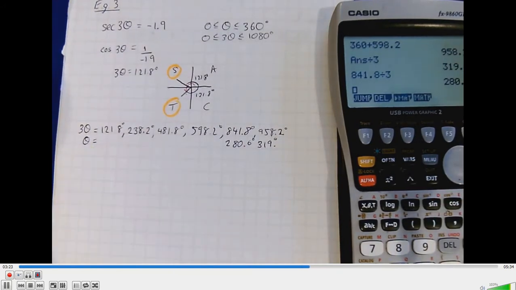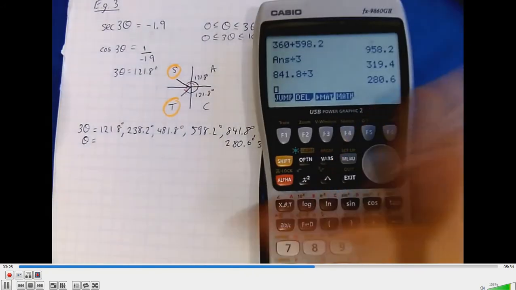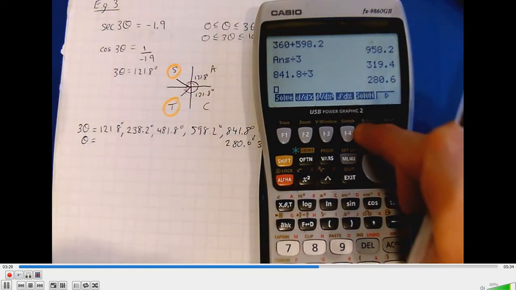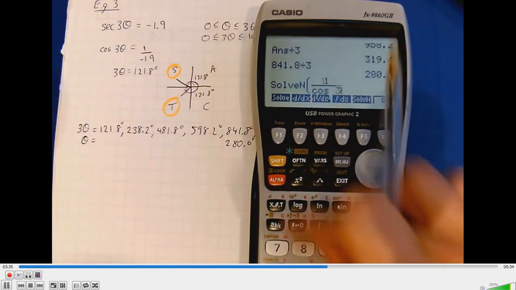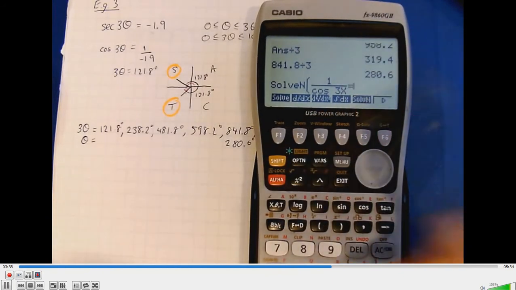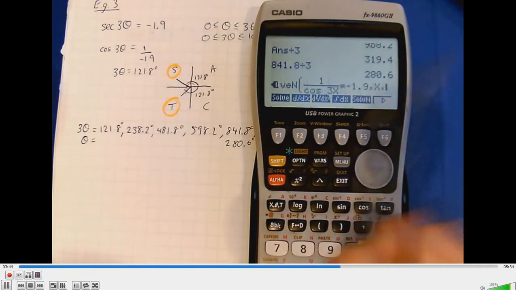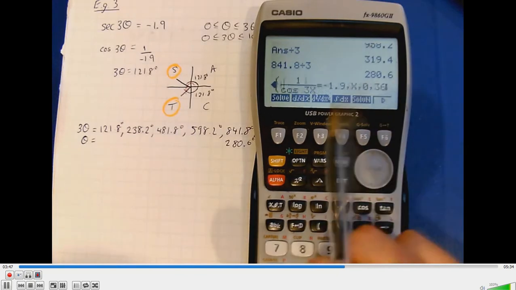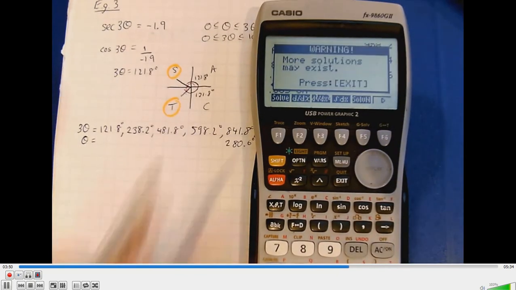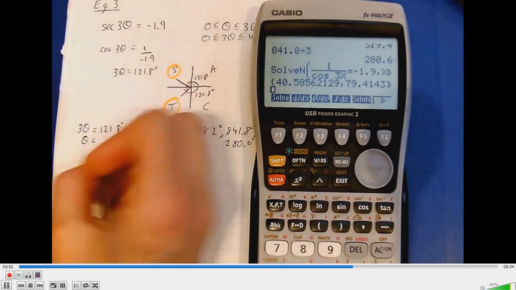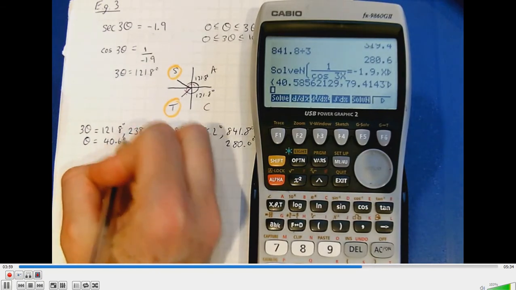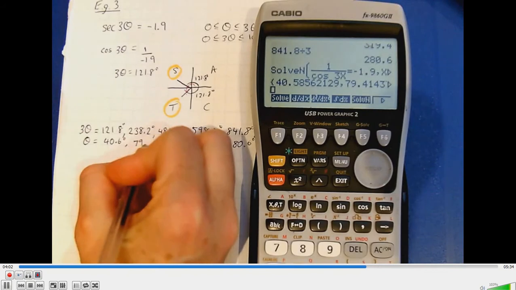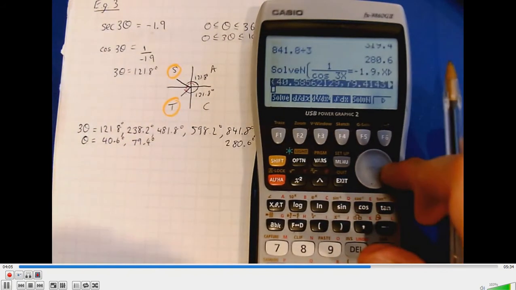So rather than having to work them all out individually, I'm now going to use the solve n button. So options, calc, solve n, and the equation is 1 over cos of 3x, and that is equal to negative 1.9. Our variable is x, and the range for x is 0 up to 360. And let's see what we get. Okay, so the first one is about a third of 121, and then we've got 79.4. And I just go up and read them along.